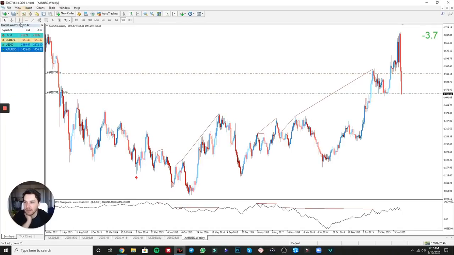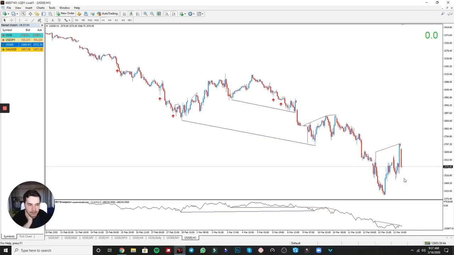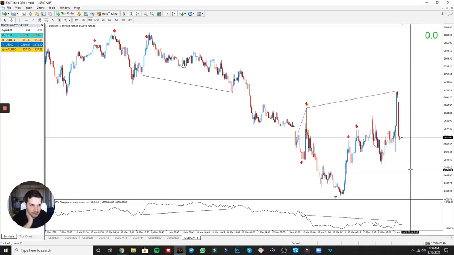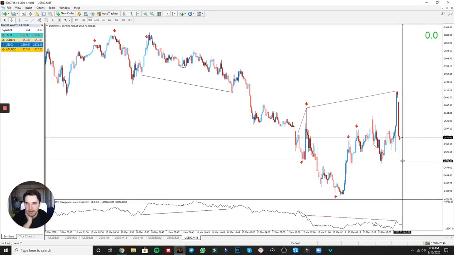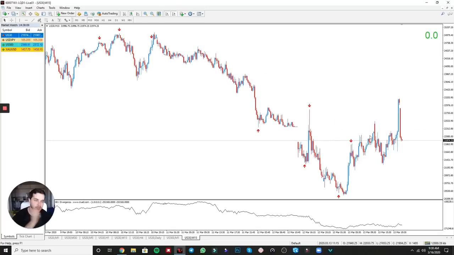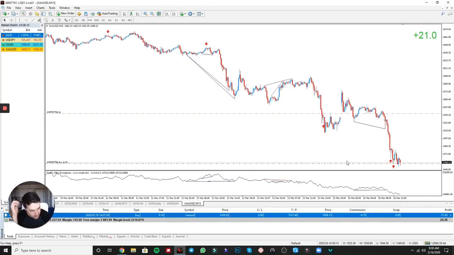And then for S&P 500, he said that it gapped down, so it should be gapping down here to 24,900. Yeah, right here. Man, that's insane. So US 30 should gap down as well. Oh, there we go. My gold trade's already 20 pips in profit.